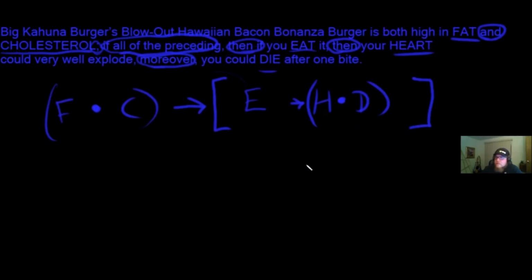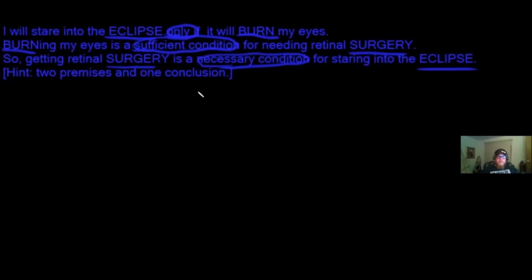So, I've done 2 translations. Now let's look at a translation into a proof that will be on quiz 3. I will stare into the eclipse only if it burns my eyes. Only if. Draw an arrow right over it. You won't mess it up. So then translate it exactly as it is. I will stare into the eclipse only if it burns my eyes. That means E, arrow, B. Line 1. E, arrow, B. Assumption number 1. Okay, period.